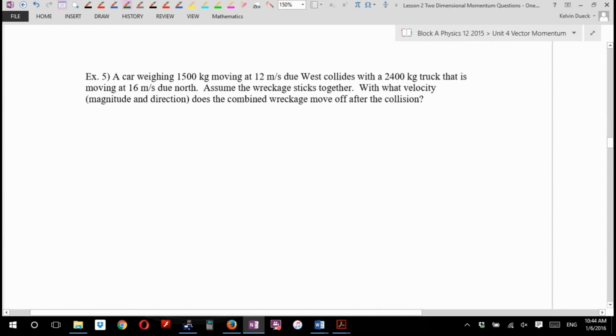Let's try another one. A car weighing 1,500 kilograms moving at 12 meters per second due west collides with a 2,400 kilogram truck that is moving at 16 meters per second due north. And let's assume the wreckage sticks together. With what velocity does the combined wreckage move off after the collision? By the way, I realized that on pavement, very quickly, the final velocity would be 0. So I'm talking about the velocity the instant after the collision. That's why the last question, I did hockey players on ice, so I didn't have to address that at that point.